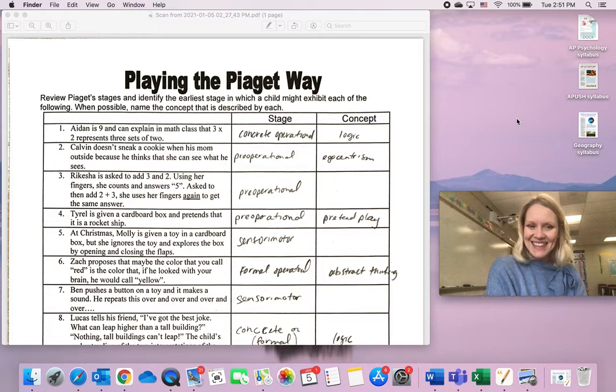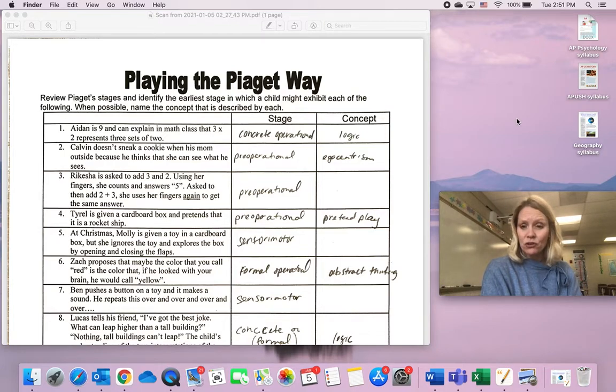Kelvin doesn't sneak a cookie when his mom is outside because he thinks that she can see what he sees. This is the pre-operational stage, that second stage of Piaget, and it's really egocentrism, where everything is focused on them. When we're in class, and I've told you about standing in front of the TV or on the telephone, whatever it happens to be, the pre-operational child can only really see it from his perspective.